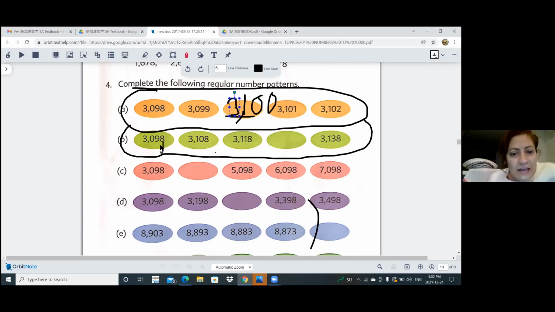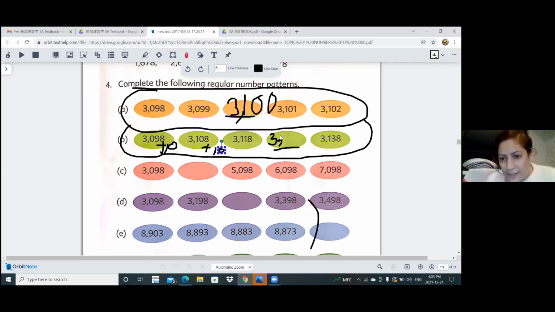3,098 plus 10 gives us 3,108. Sorry. 3,108 plus 10 gives us 3,118. 3,118 plus 10 gives us what, Michael? That gives us 3,000. No, you keep saying 100 and I'm saying no because I know that. 3,000. Yes. 3,128.